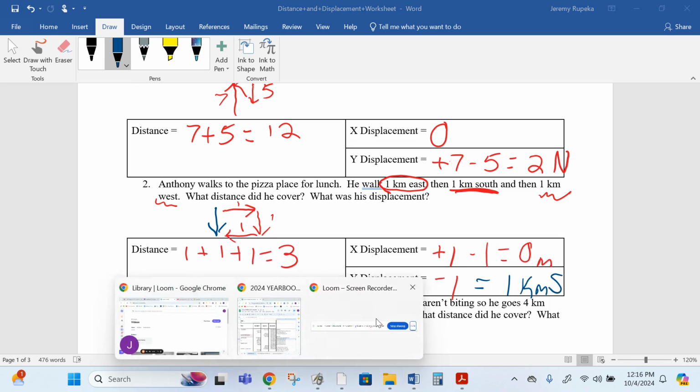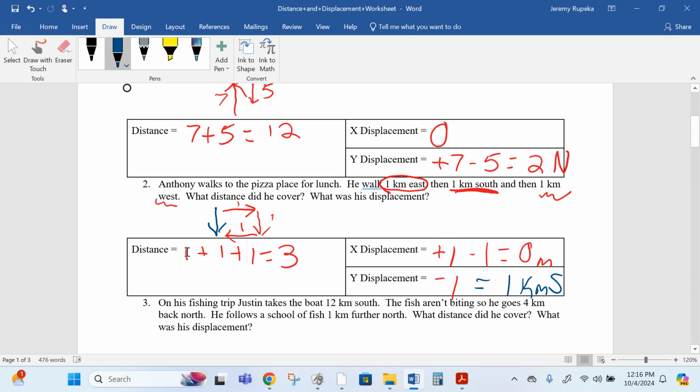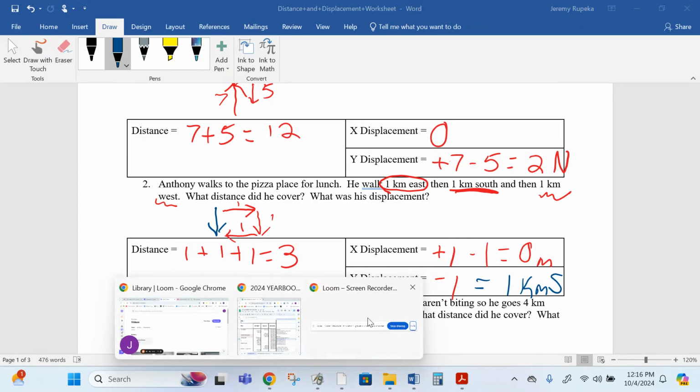Okay. Go ahead and fill out your problems. Where it says I want to see the work, I just want to see what you are adding. For distance, I want to see what numbers you are adding together to get your distance. For your displacement, what numbers are you adding and subtracting? Okay, and that's it.